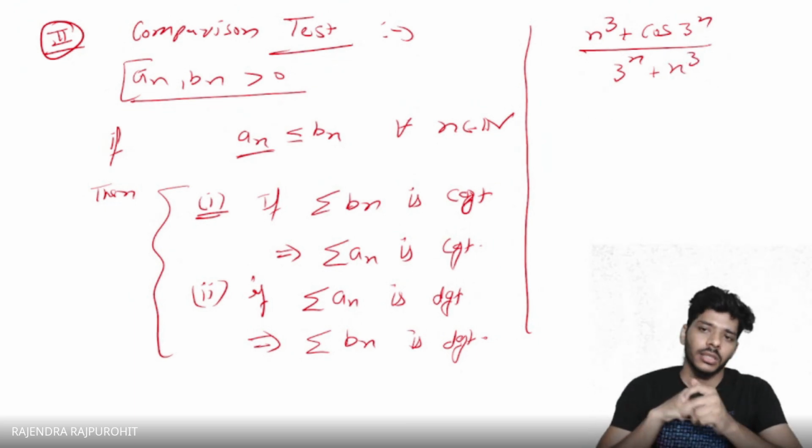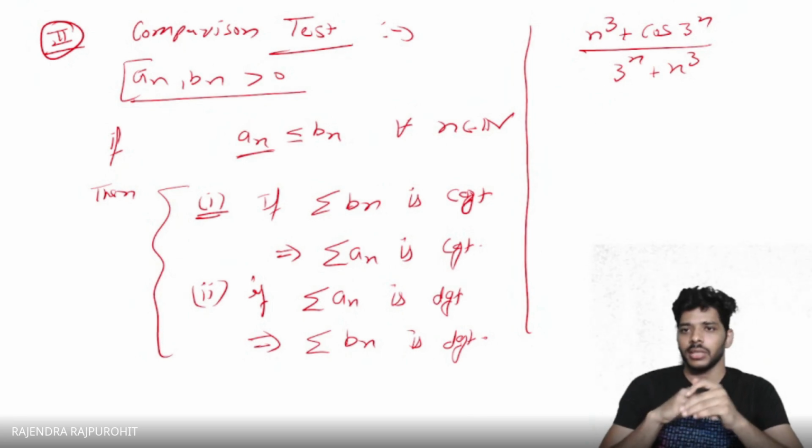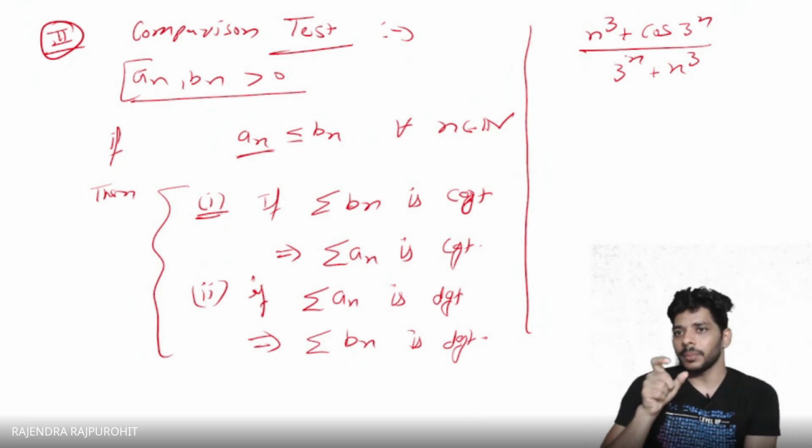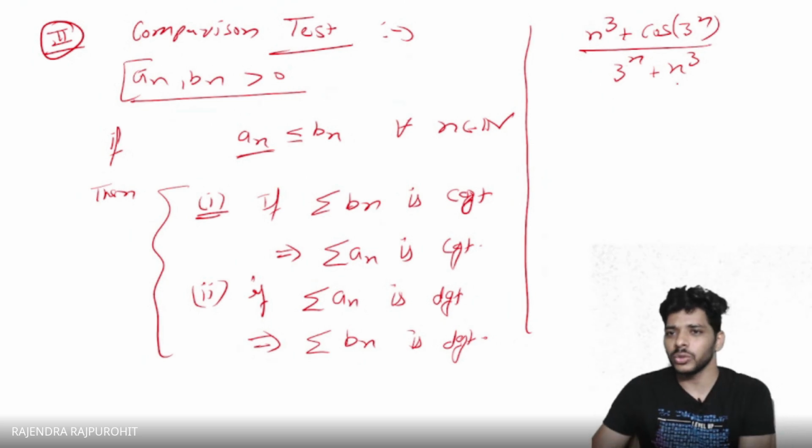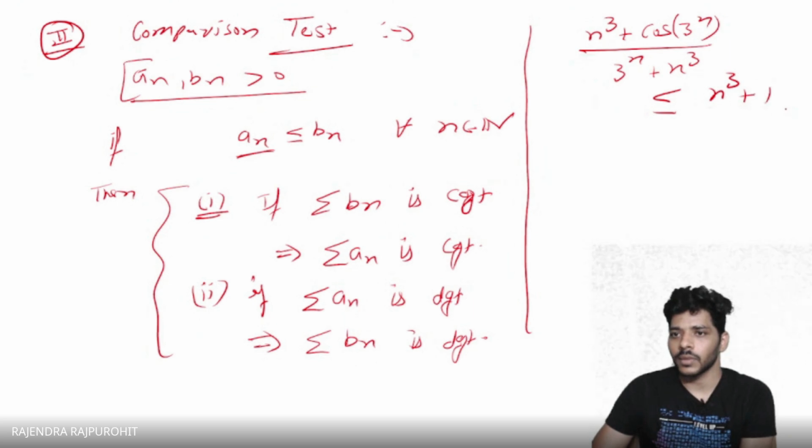Okay. I do know one thing for sure, that cos 3 to the power n can never be greater than 1. That is the largest value of cos 3 to the power n. Right? Largest value of cos 3 to the power n is 1. So I can simply do this. This thing is less than or equal to (n cube plus 1) upon (3 to the power n plus n cube).